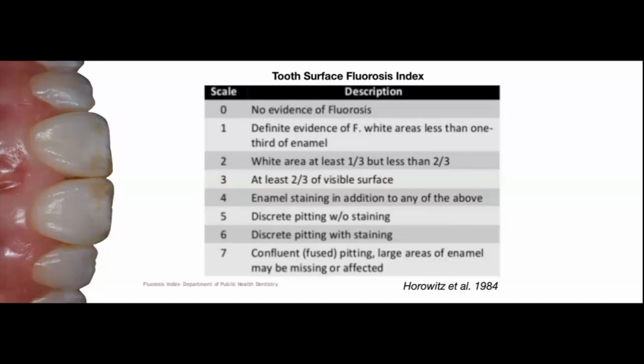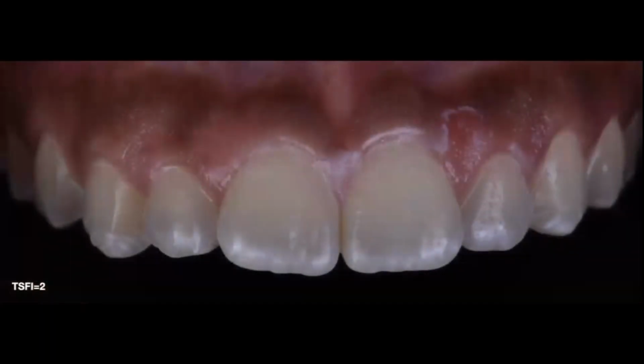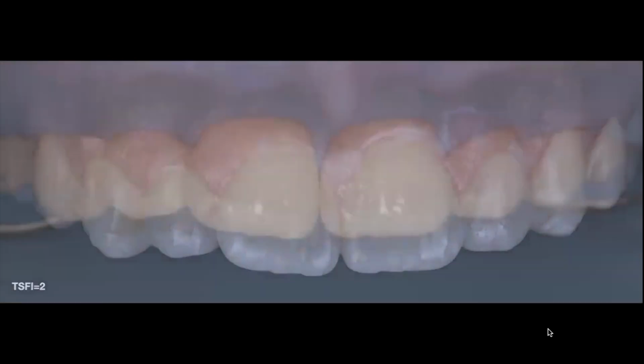So you're only going to be looking at TSFI between 1 and 3, because anything beyond 3, again, number 4, you can see that already has an enamel staining in addition to any of the white spots. In this particular patient, he had white area of at least 1/3, but less than 2/3 of the tooth, and it's very specific. So he was classified as a TSFI number 2. So that's how we classified him. And again, because these were small, not that opaque, and localized in the incisal third of the teeth, we decided to move forward with micro-abrasion.